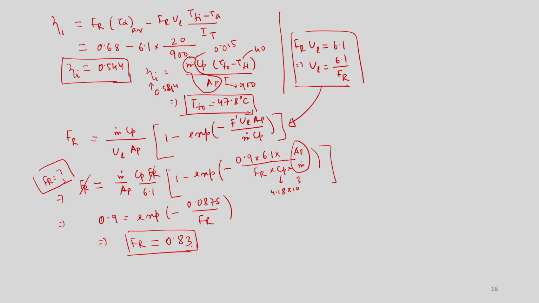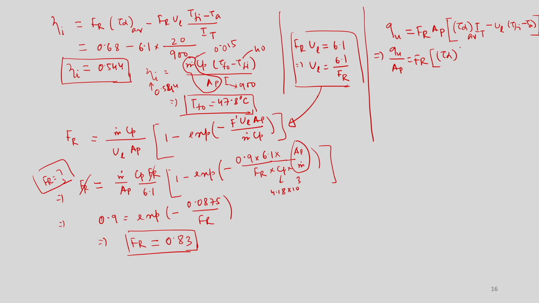Once we know FR, now we can use the other expression. QU is equal to FR AP, then we have tau into alpha into I or IT, then UL times TFI minus TA. Or we can simplify QU by AP as something like FR tau alpha, this is average because it includes both beam and diffuse radiation, then IT minus UL times TFI minus TA. So, this expression is QU in terms of TFI. I can mark this expression as 1 maybe.